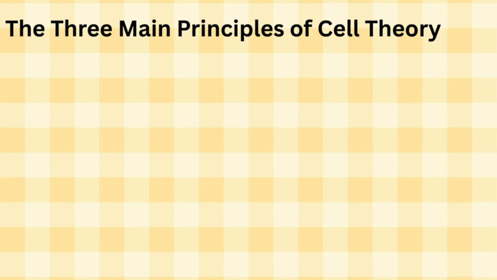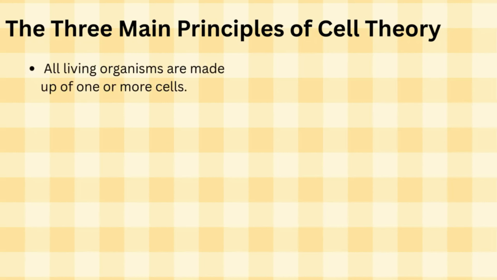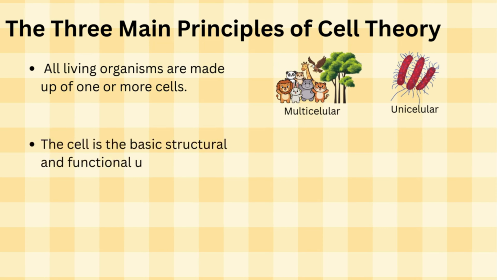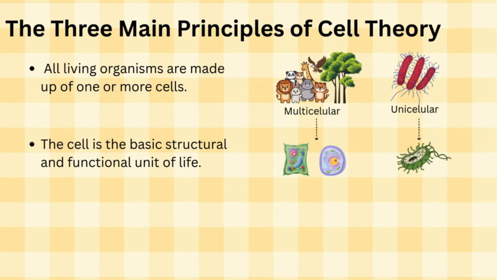Cell theory can be summarized into three fundamental statements. All living organisms are made up of one or more cells. Some organisms like bacteria consist of just a single cell. Others like plants and animals are made of millions or even trillions of cells. The cell is the basic structural and functional unit of life. This means that the cell is the smallest unit capable of carrying out all the essential processes of life.